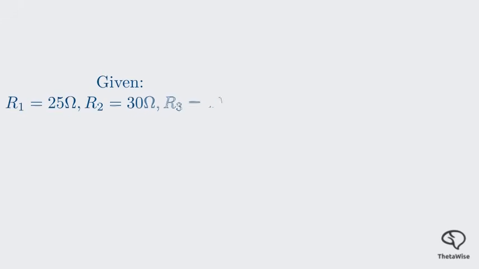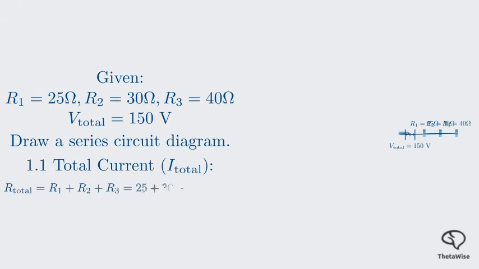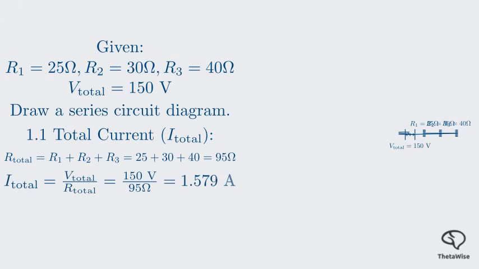First, list your given values. Then draw your labeled circuit diagram. This is a series circuit. Question 1.1 asks for the total current. First, find the total resistance by adding the three resistors. That's 95 ohms. Then use Ohm's law for the whole circuit. Total current is 150 volts over 95 ohms, which is about 1.579 amperes.